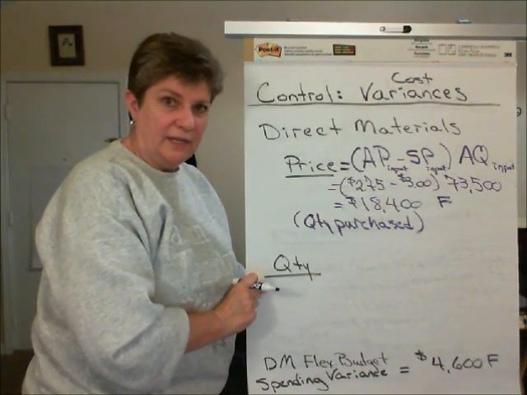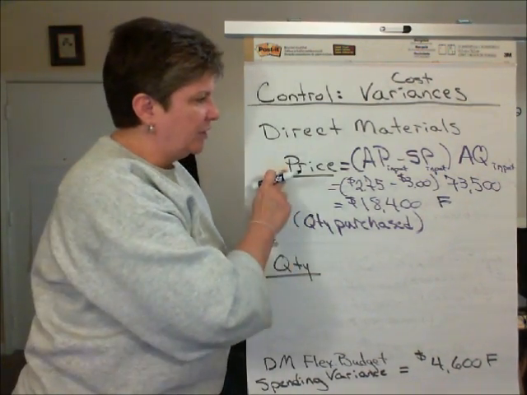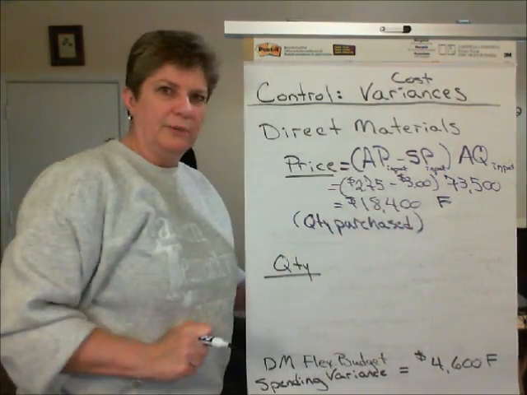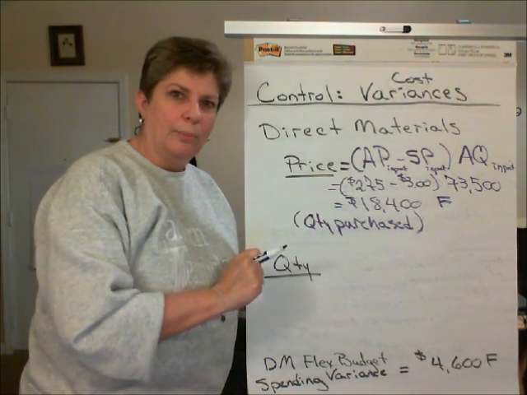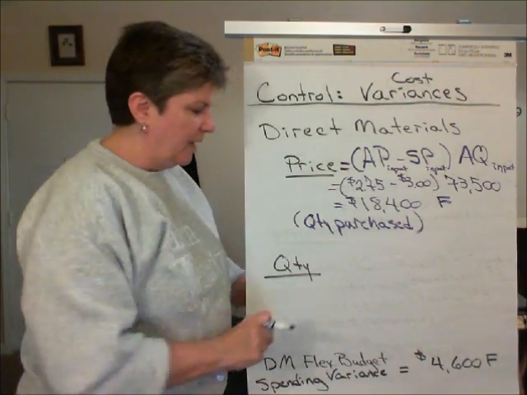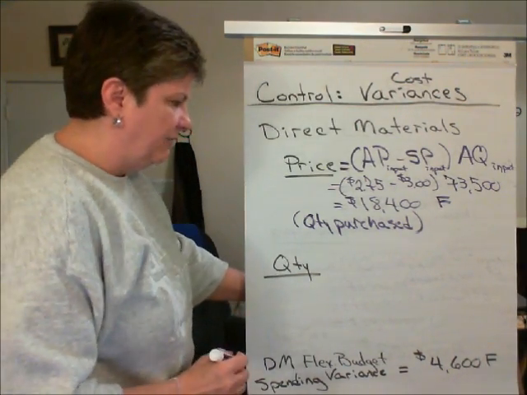At the quantity variance. We've looked at the price. We see the purchasing department saved the company some money by getting a lower price for the materials. Now let's look at the quantity variance.